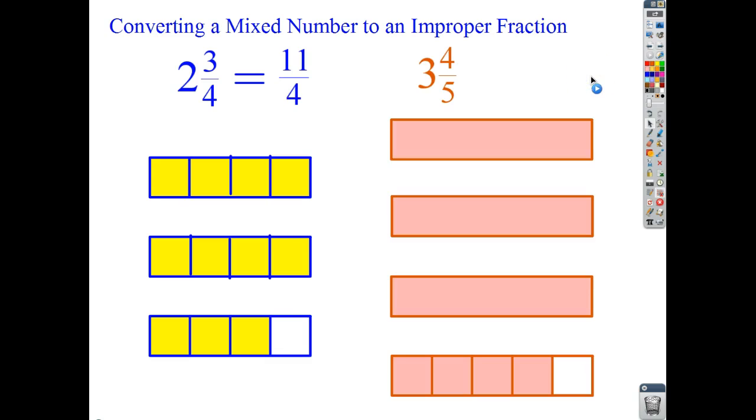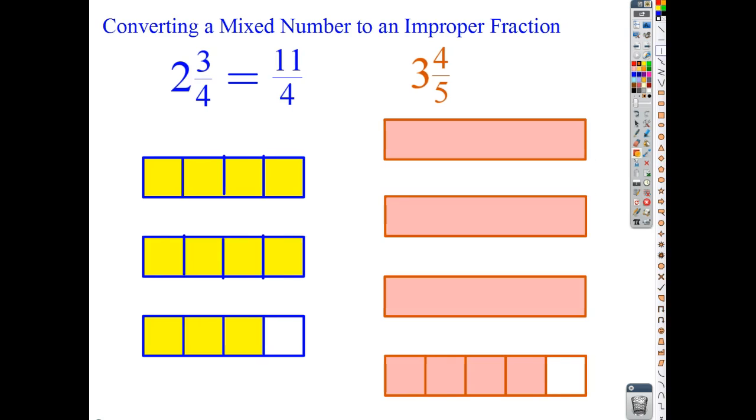Let's take a look at another one. Here's 3 4/5. So 1, 2, 3, and then another whole cut into 5 pieces, and I've got 1, 2, 3, 4 of them. What I want to do here is convert all of these into the same size. So I want to cut all of these into fifths. Let's go ahead and divide these all into fifths.